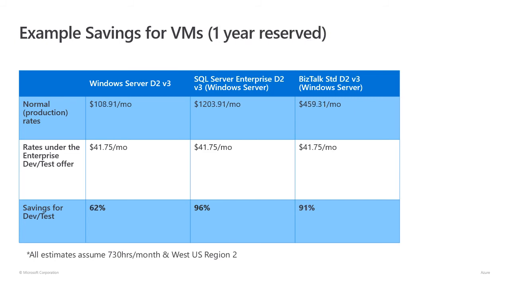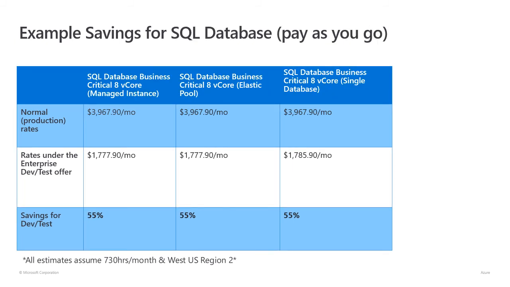You even further get service savings if you reserve that across 1 year. So using the Windows Server D3 example, you will get a 62% discount. Even further discounts if you reserve it for 3 years. Here's another example for SQL databases.